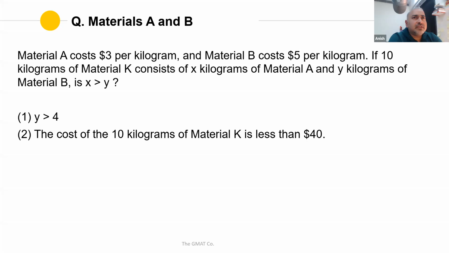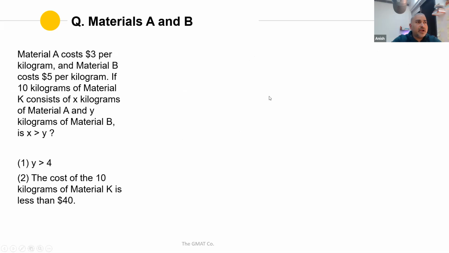What are we given? That the two materials are added up to form a 10 kilograms result. That's called K here. These two raw materials are added up to create a 10 kilograms mixture, let's just call it. The question is, in that 10 kilograms mixture, is the weight of material A more than the weight of material B? Do we need to calculate the exact weights? No. All we care about is, is the weight more? Is X greater than Y? Is the number of kilograms of material A more than the number of kilograms of material B? That's the question.